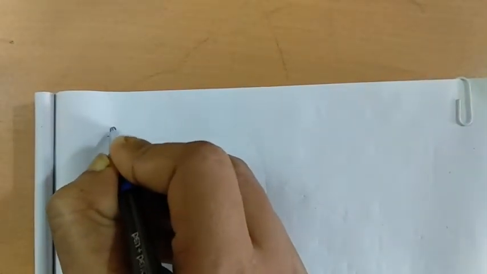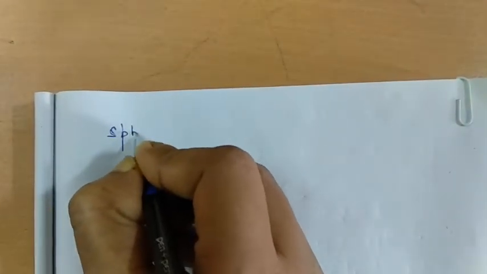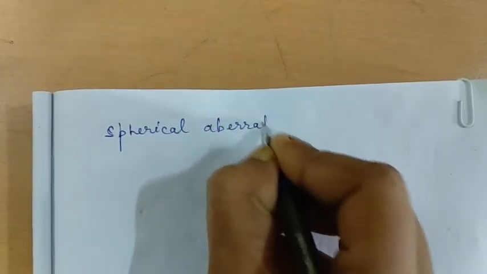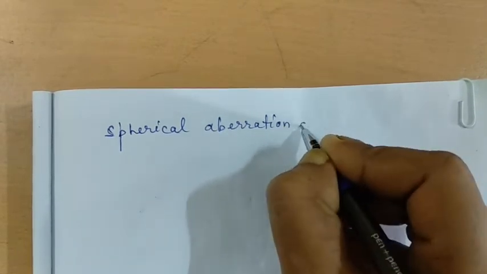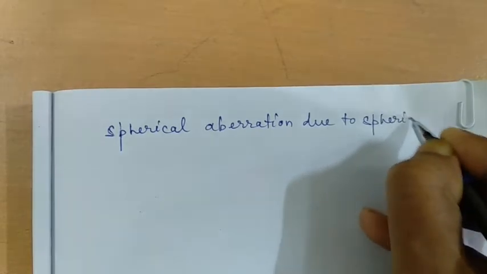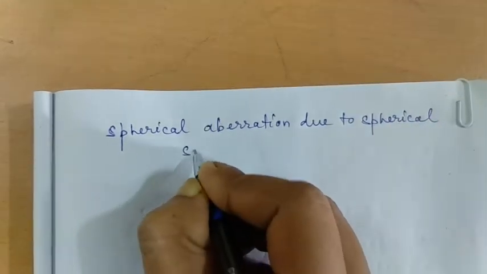So today I am going to discuss spherical aberration calculations: how to find the spherical aberration in a lens. Today's heading is spherical aberration due to a spherical surface.